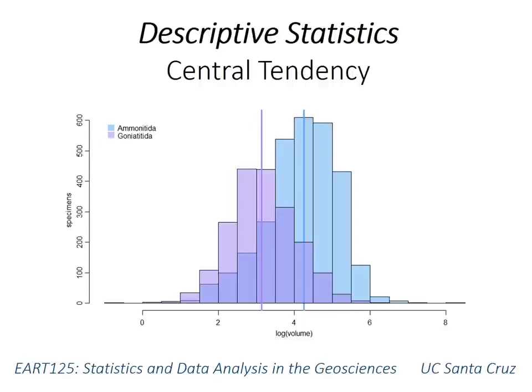This video is the first in a series for Earth 125 Statistics and Data Analysis in the Geosciences class at UC Santa Cruz. First, we'll discuss one very important way of describing numeric data called the central tendency. This is just the middle or the center of a data set, often called the average, and it's very important when we later try to compare differences among groups.